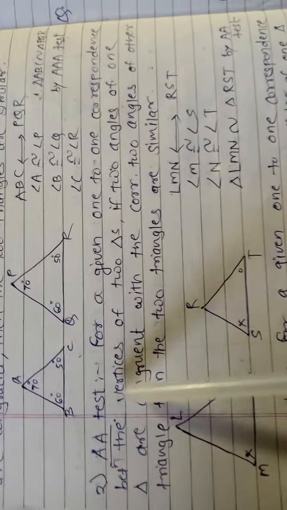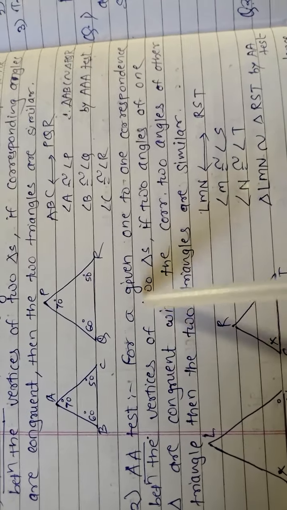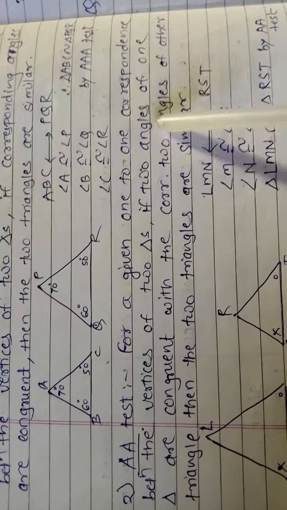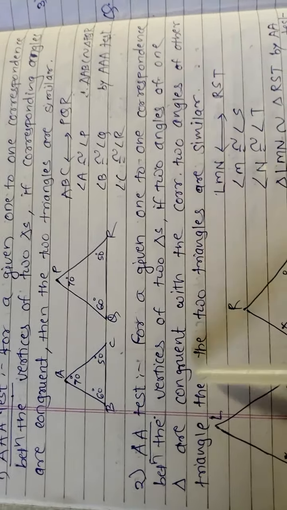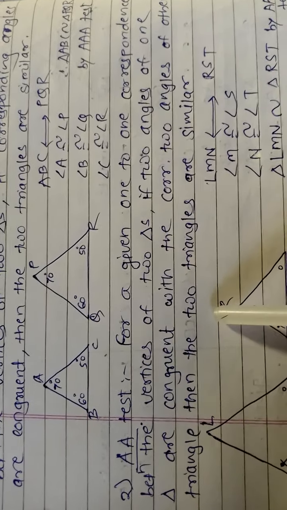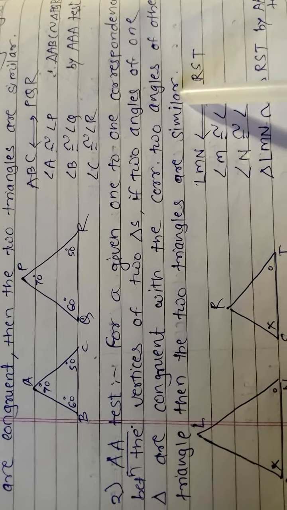Now see the next, second test, that is the AA test. For a given one-to-one correspondence between the vertices of two triangles, if two angles of one triangle are congruent with the corresponding two angles of the other triangle, then the two triangles are similar.